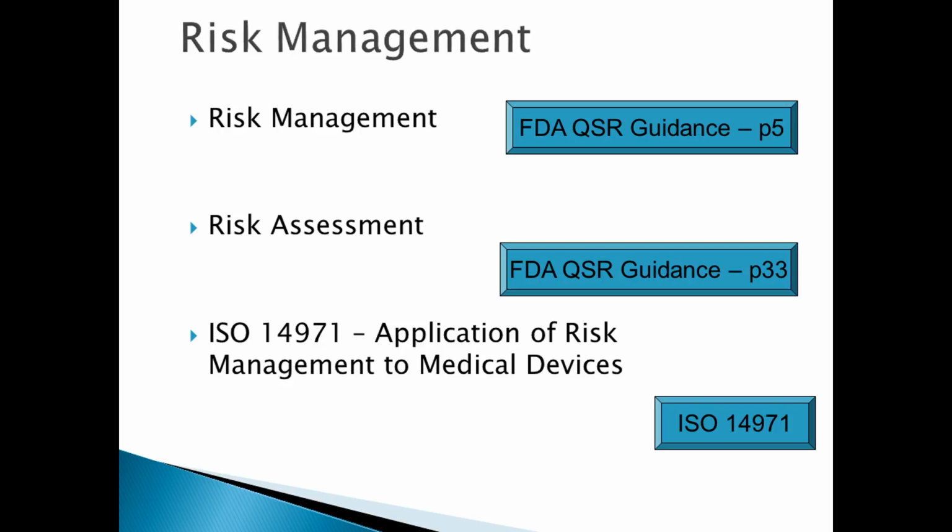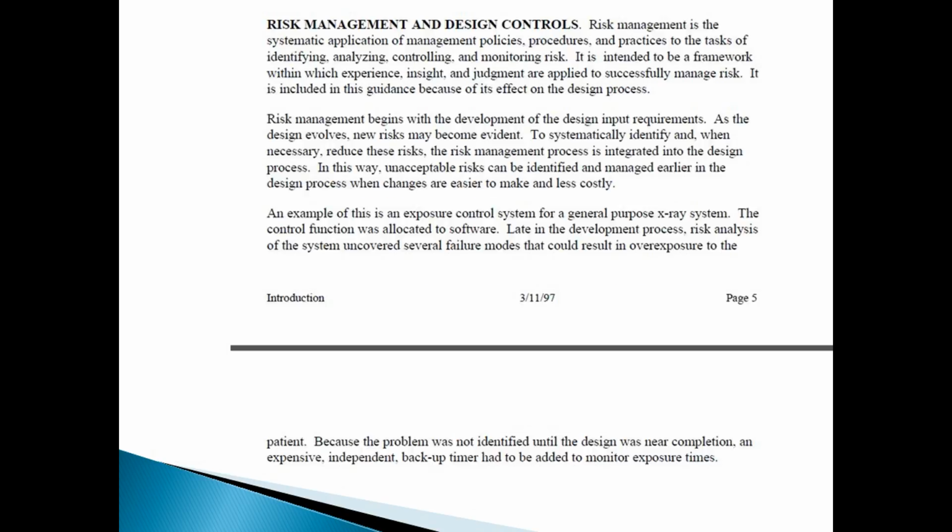So there is a guidance document that the Food and Drug Administration puts out. It's their Quality System Regulation Guidance document, and on both page 5 and on page 33, they describe risk management. So here it is on page 5. They say it's a systematic application of management policies and procedures. It's intended to be a framework, and that it's an ongoing part of the design and development process.